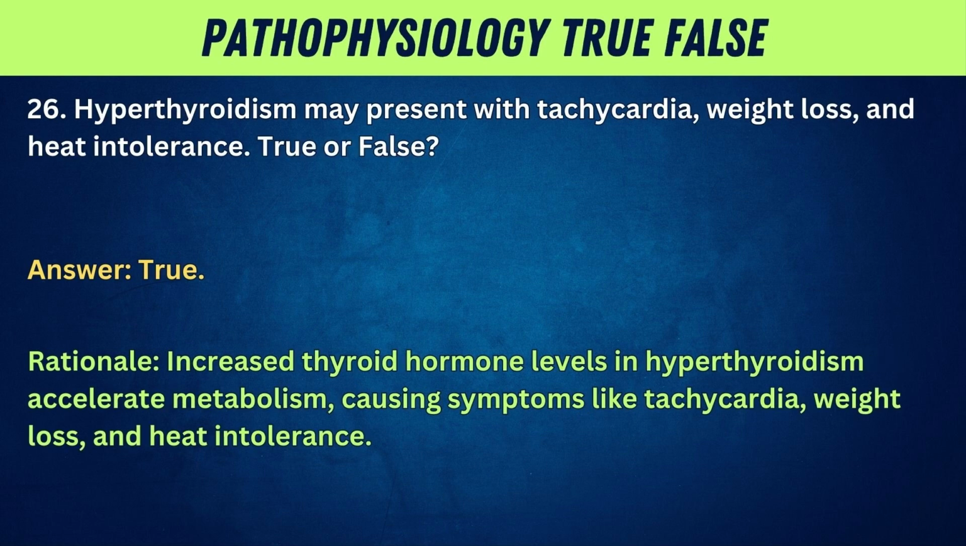26. Hyperthyroidism may present with tachycardia, weight loss, and heat intolerance. True or false? Answer: true. Rationale: increased thyroid hormone levels in hyperthyroidism accelerate metabolism, causing symptoms like tachycardia, weight loss, and heat intolerance.